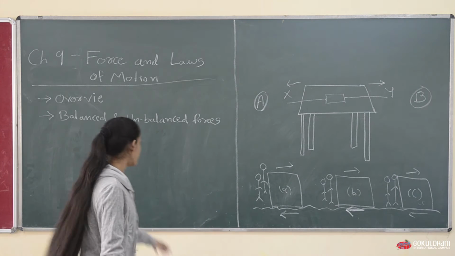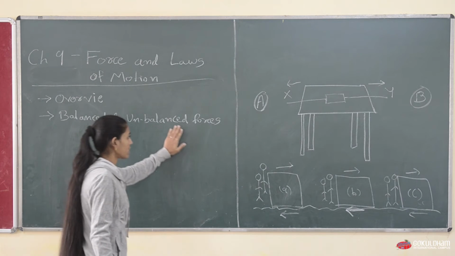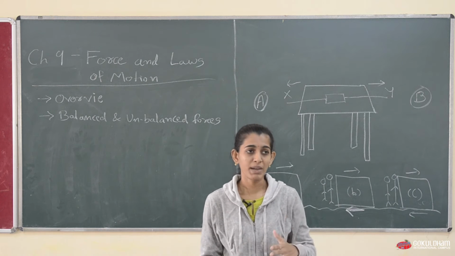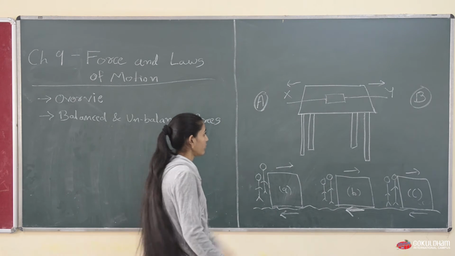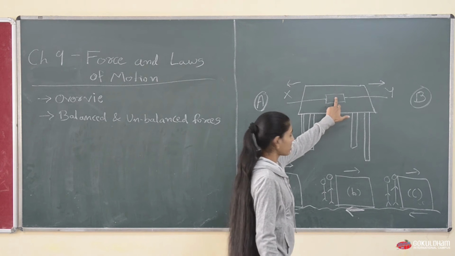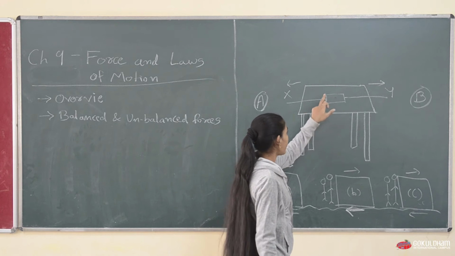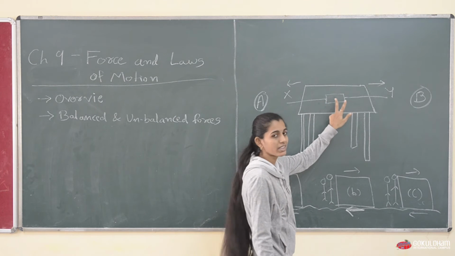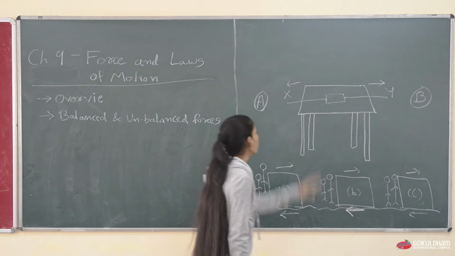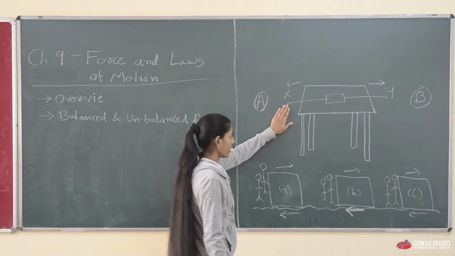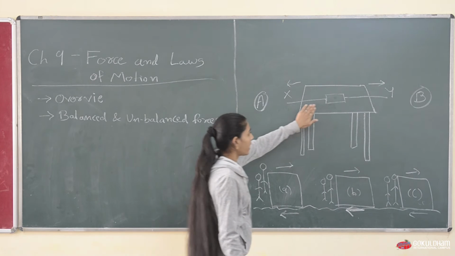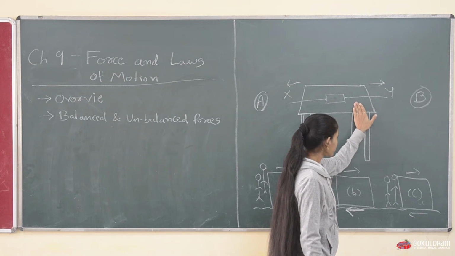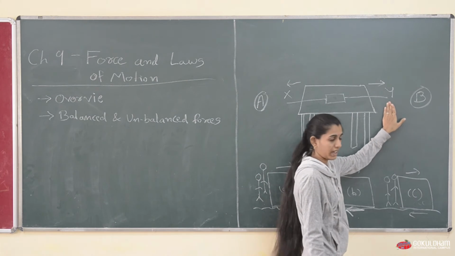Now we will see balanced and unbalanced force. In order to know what balanced and unbalanced force is, let us take an example. There is a table and this is our object. Tie two strings on the left and right of the object, means on opposite sides of the object. Now when we pull the string X, the object will move to the left side, and when we pull the string Y, the object will move towards the right side.